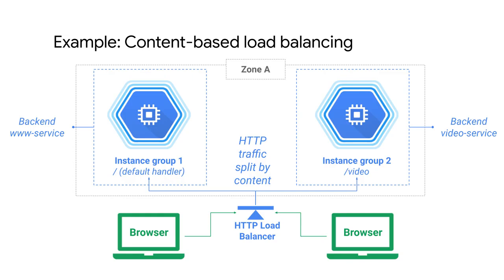Another example of an HTTPS load balancer is a content-based load balancer. In this case, there are two separate backend services that handle either web or video traffic. The traffic is split by the load balancer based on the URL header as specified in the URL map. If the user is navigating to /video, the traffic is sent to the backend video service. And if the user is navigating anywhere else, the traffic is sent to the web service backend. All of that is achieved with a single global IP address.